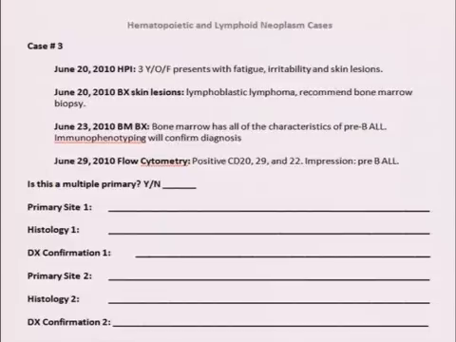The bone marrow has all the characteristics of a pre-B-ALL, acute lymphoblastic leukemia. Immunophenotyping to confirm, which was positive for CD20, 29, and 22. Remember, the CDs are with the lymph stuff. So, same progression. Clinical with the H&P, biopsy, and then immunophenotyping, and then flow cytometry. So we're trying to hone down in that diagnosis the best that we can. So we've confirmed that this is a pre-B-ALL.